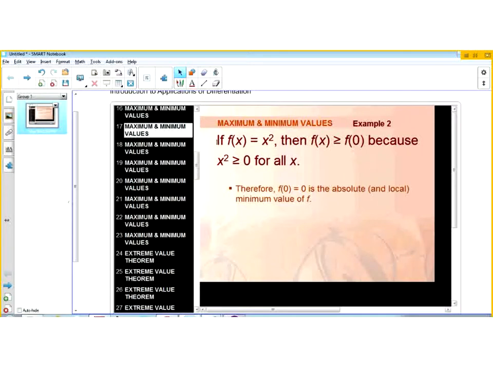So what other kinds of functions? Consider y equals x squared. We know that the x squared function is always greater than or equal to 0. And so therefore the origin is an absolute and local minimum of f. You can deduce that just by knowing the graph of y equals x squared, which we all do by now. The vertex is at the origin, and all the points on the parabola y equals x squared are above the origin. So that's conceptually what's going on.